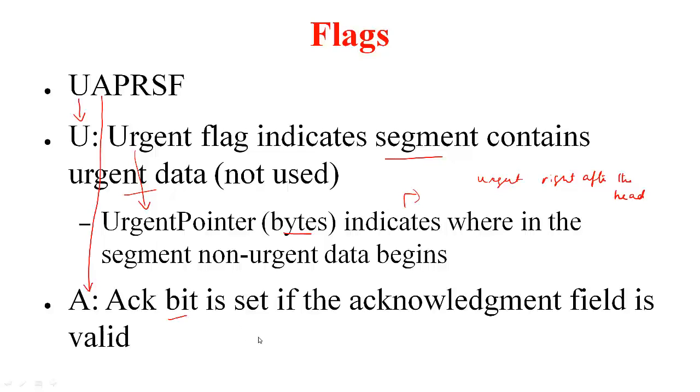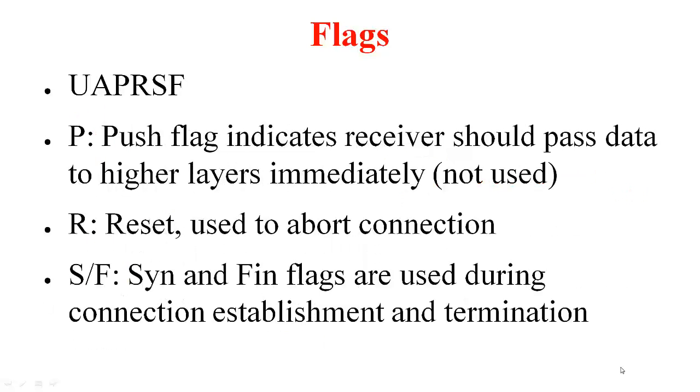Thereby, the other end can interpret the acknowledgement field appropriately. So sometimes the data flow is only in one direction, thereby you don't have to interpret the acknowledgement corresponding to the other direction because there is no data flow in the other direction. P stands for push flag. At times you want to indicate to the receiver that whatever data is in the buffer, push it to the application process. So this flag is not used. Similarly, the urgent flag is also not used.